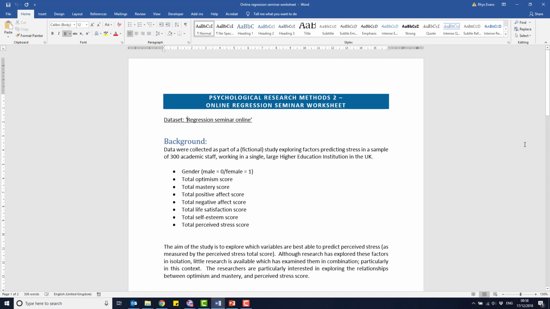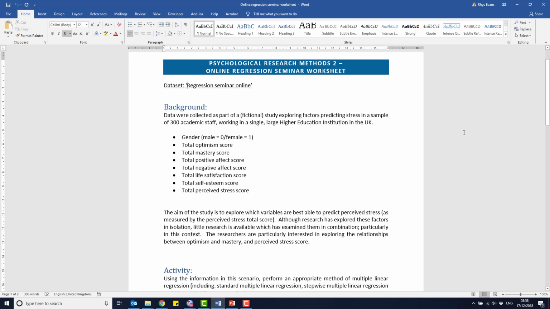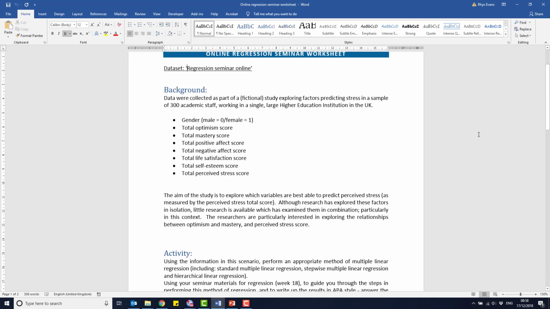The regression activity, the online regression seminar worksheet, looks like this. What you have is a background to a study, and it's a fictional piece of work. But the data in this fictional study was collected to explore ways of predicting stress in a sample of 300 academic staff working at a higher education institution in the UK. A range of information has been collected, and the aim of the study is to explore which of these variables is best able to predict perceived stress. That's perceptions of stress, which is measured in this case by the total perceived stress scale score.